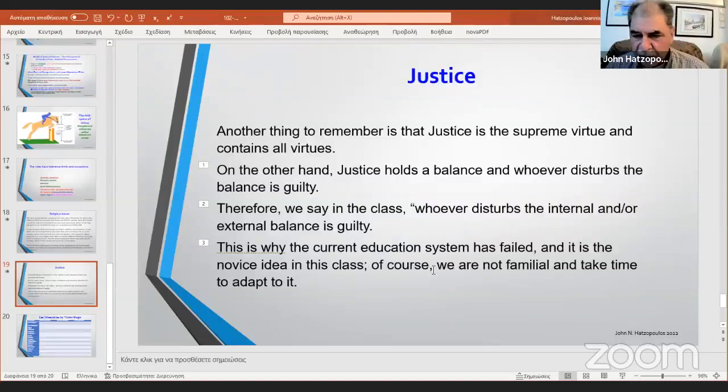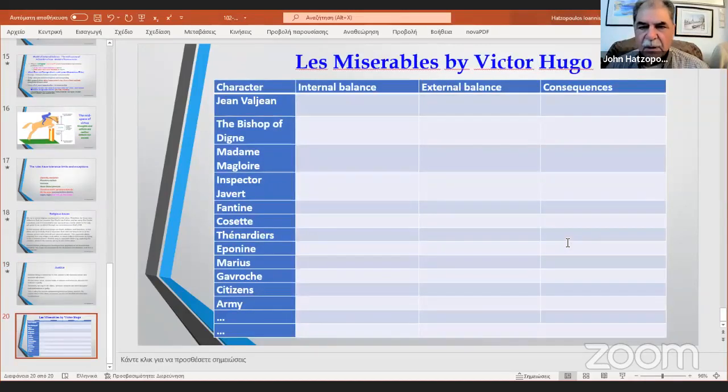This is why the current education system has failed, and it is a novel idea in this class, of course. We are not familiar with it and need time to adapt to internal and external balance. And this is the lab. As I said, we have to conform with this table in the lab discussion, to have the characters in one column, and to talk about the internal balance of a specific character, the external balance, and the consequences.